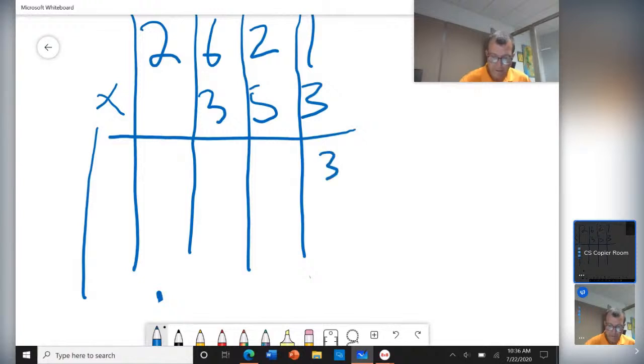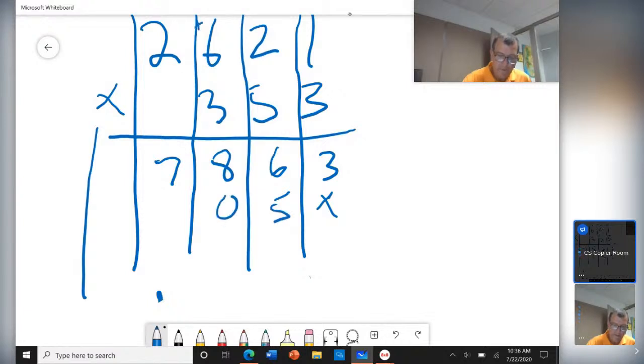3 times 1 is 3. 3 times 2 is 6. 3 times 6 is 18. Carry the 1. 3 times 2 is 6, plus 1 is 7. And we're going to get rid of that. Okay, we're going to go over a column. So we're going to X this out. 5 times 1 is 5. 5 times 2 is 10. Carry the 1. 5 times 6 is 30, plus 1 is 31. Carry the 3. 5 times 2 is 10, plus 3 is 13.